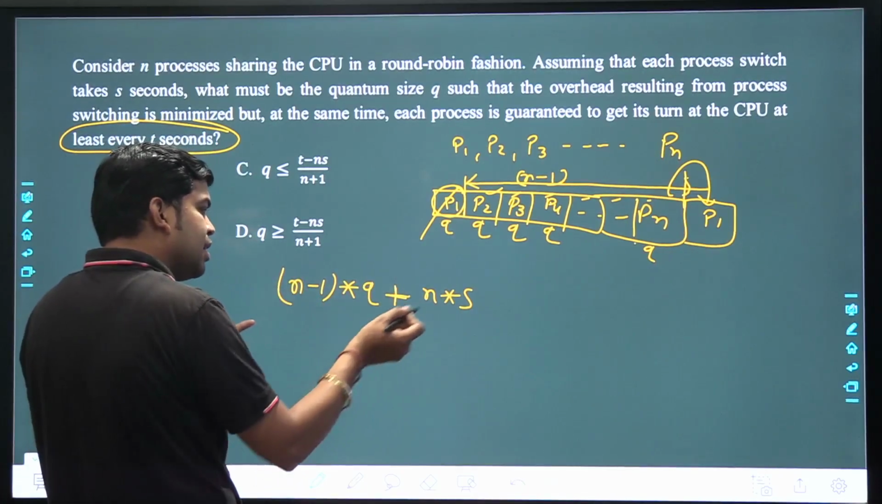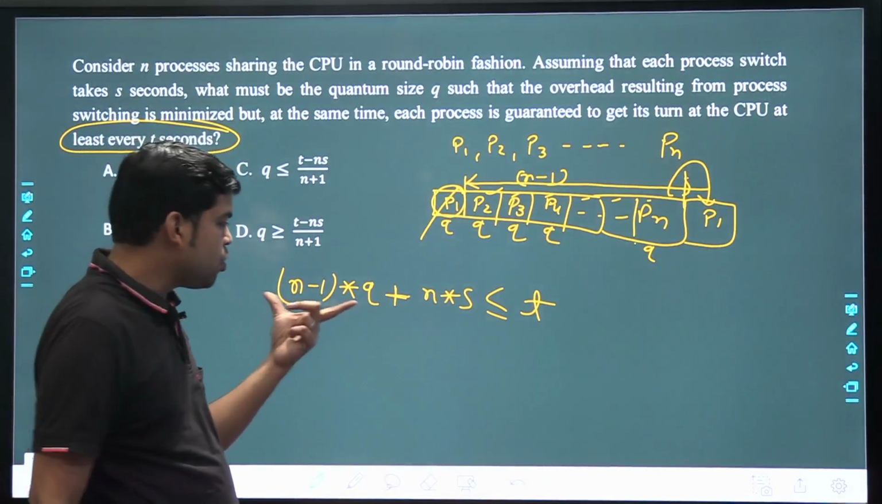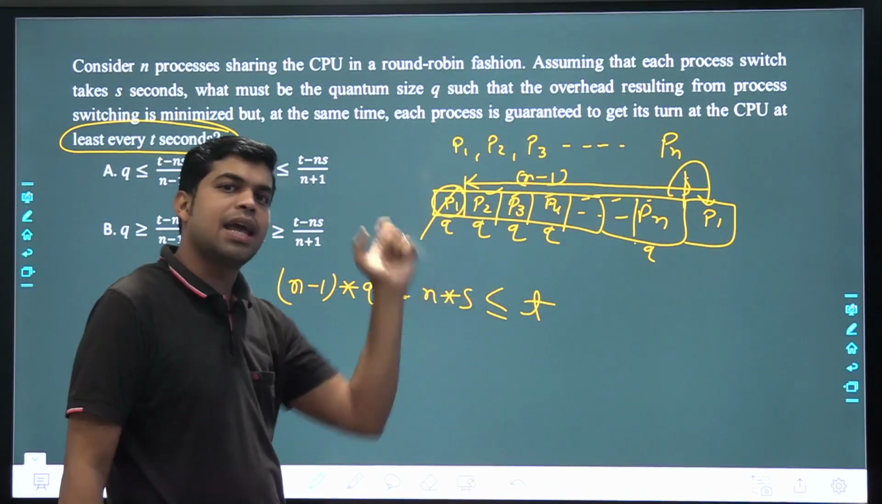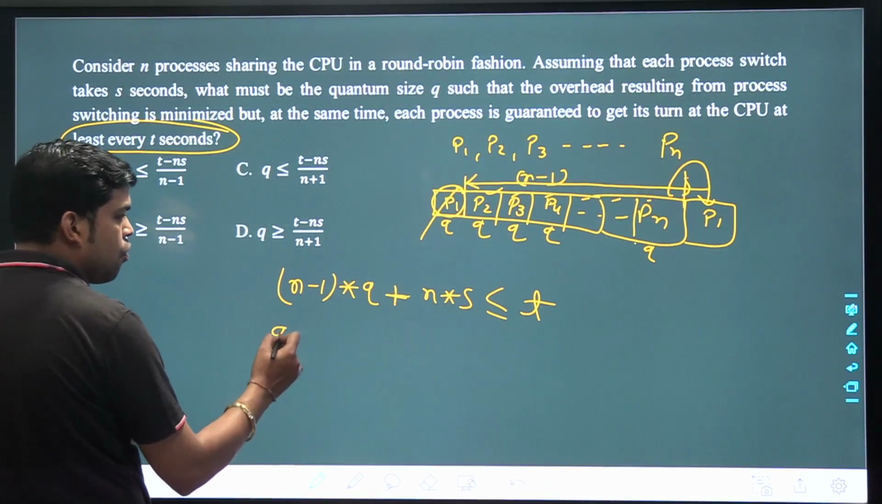So what we can say is that this total sum should be less than or equal to T, because we need to execute this in T seconds. We need the turn of P1 to arrive again in T seconds. So that is the equation. Just solve this. You can get the value of Q.